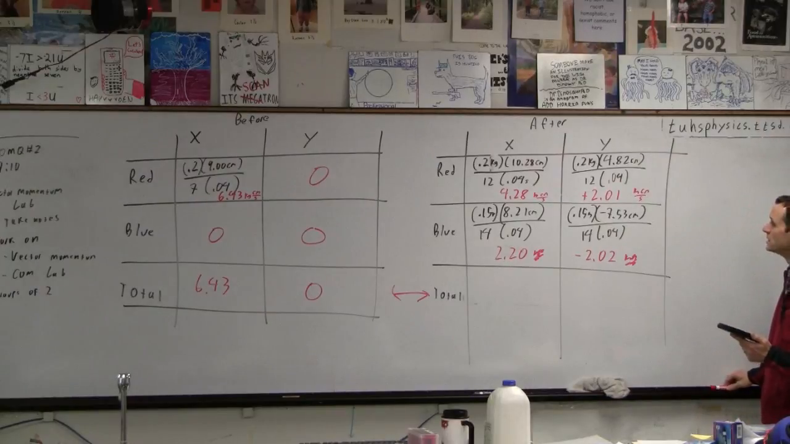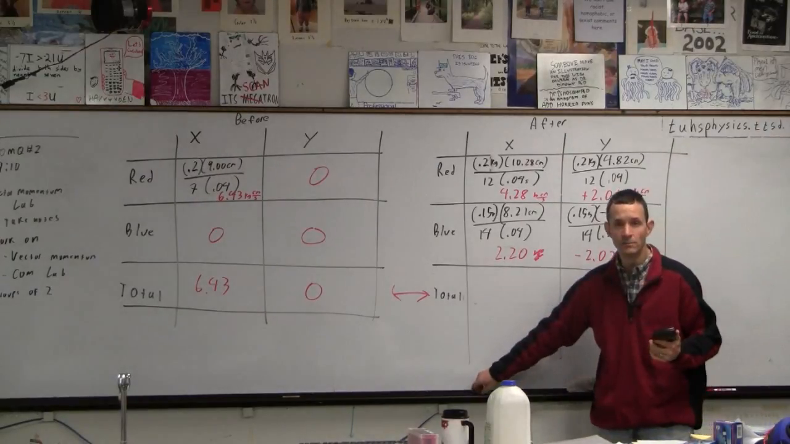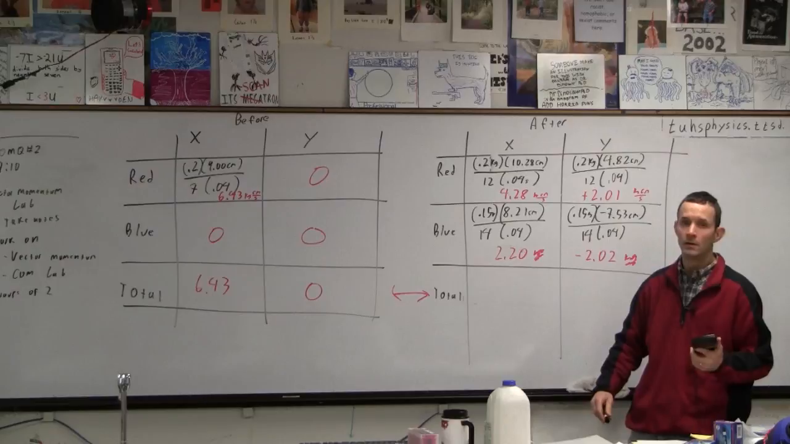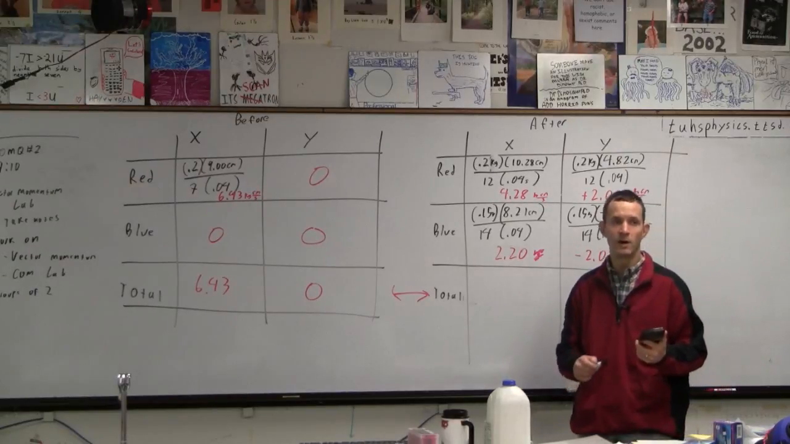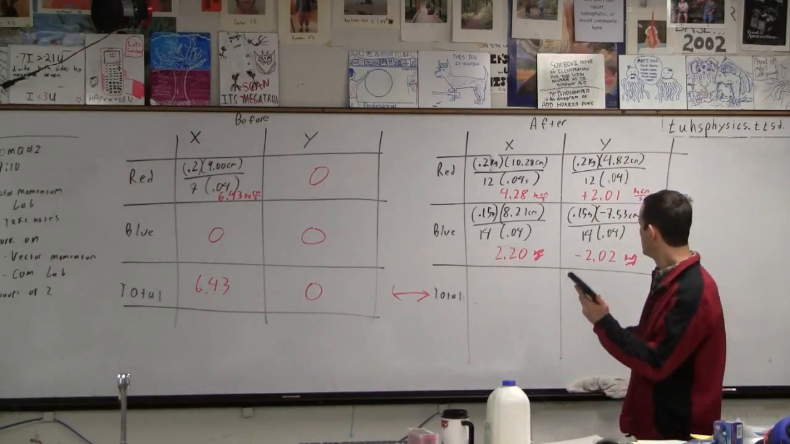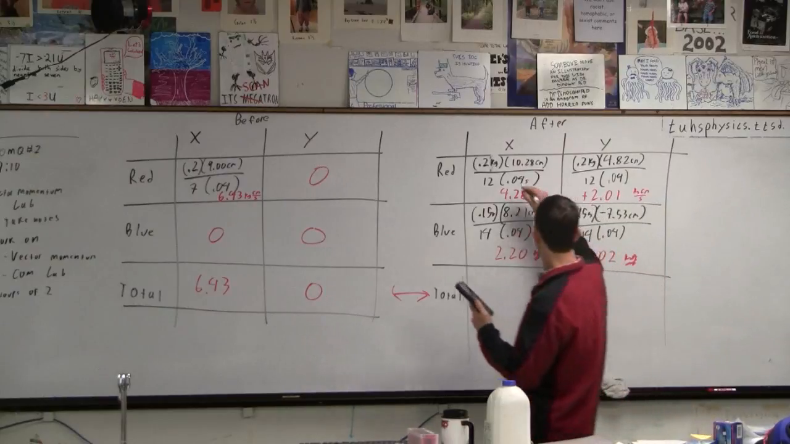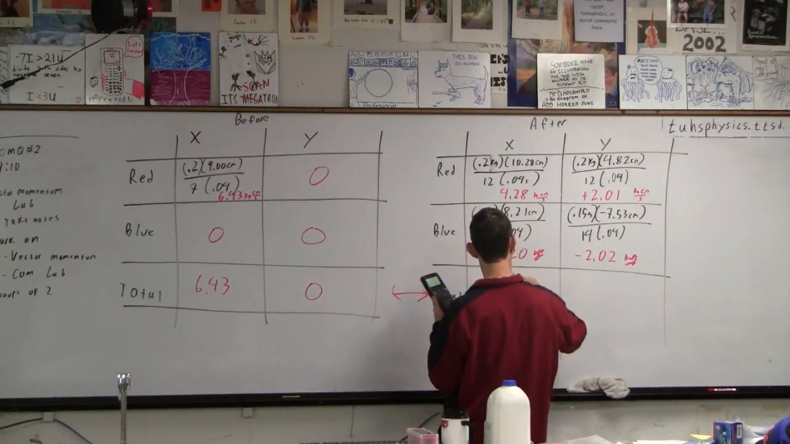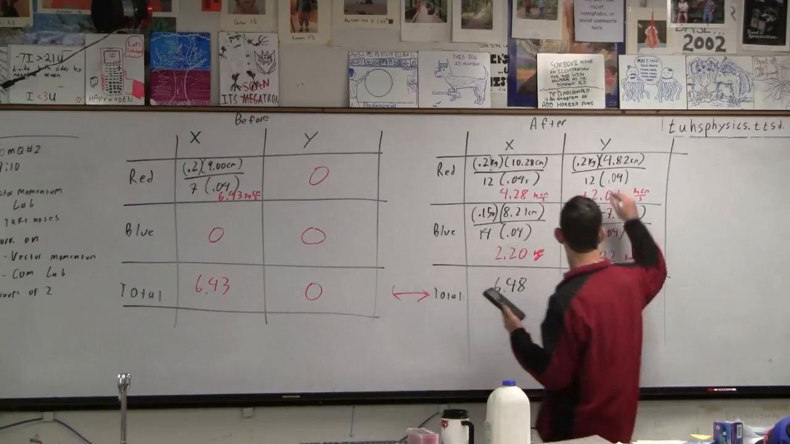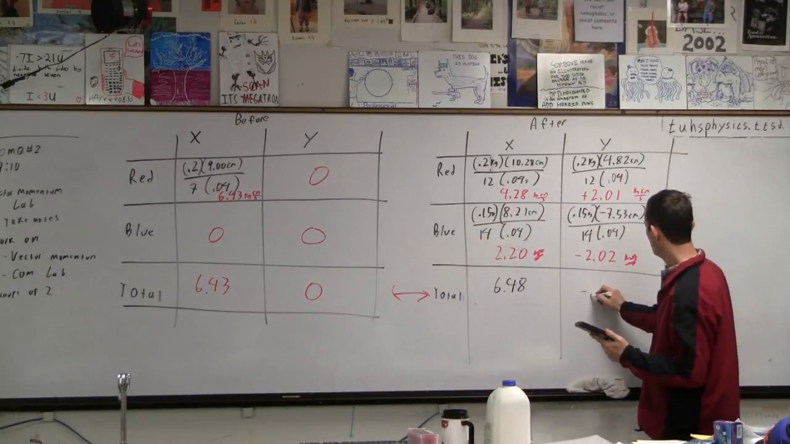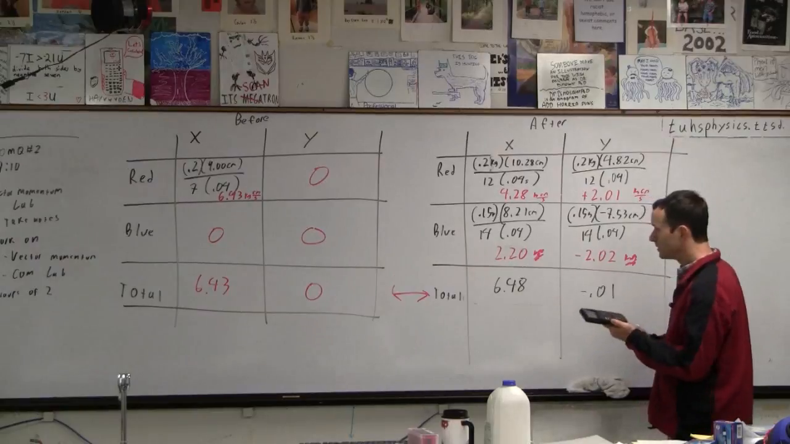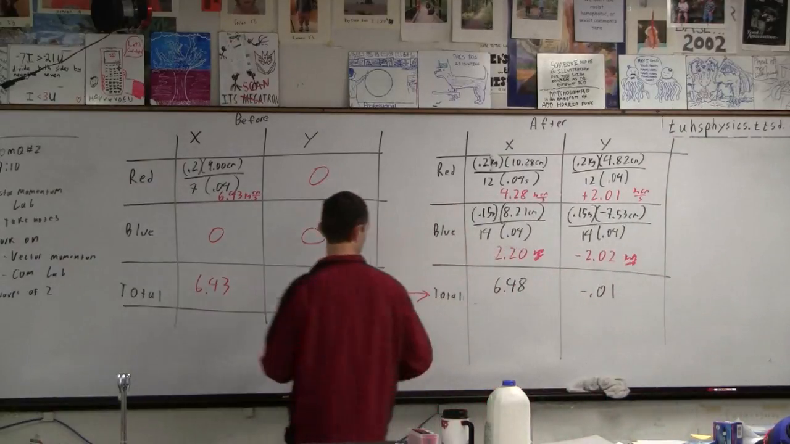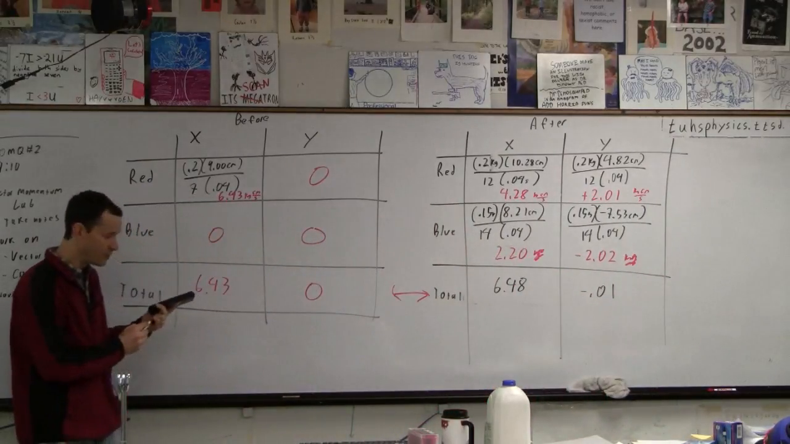It's crazy. So now we're going to add them. We add these guys together. This becomes 6.48. This becomes negative 0.01. Are they about the same? Yeah, they're kind of the same-ish.